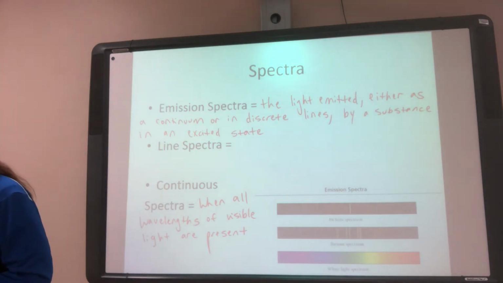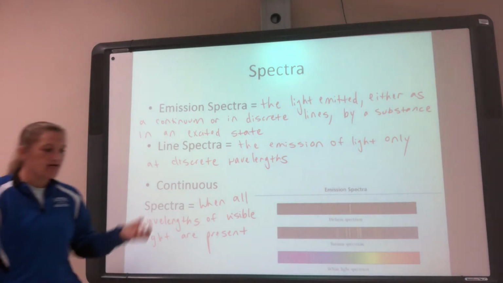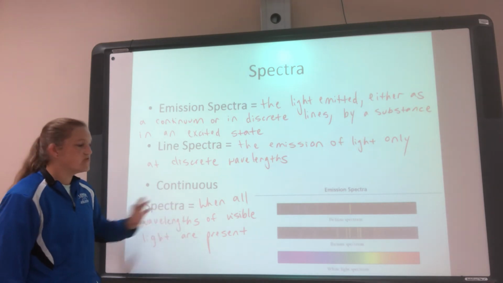So a line spectra is the emission of light only at discrete wavelengths. So if I have some atoms and I heat them up, say it's a solid. When it's a solid, I heat it up and I excite the electrons, and then when they cool down, they're going to emit a continuous spectrum.